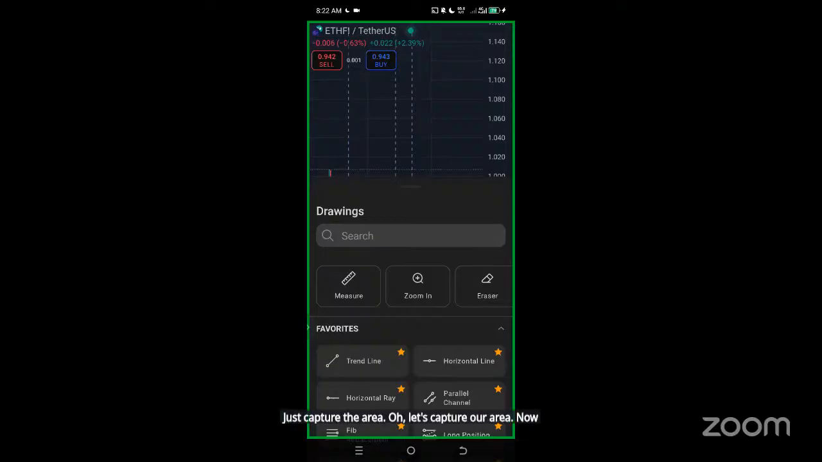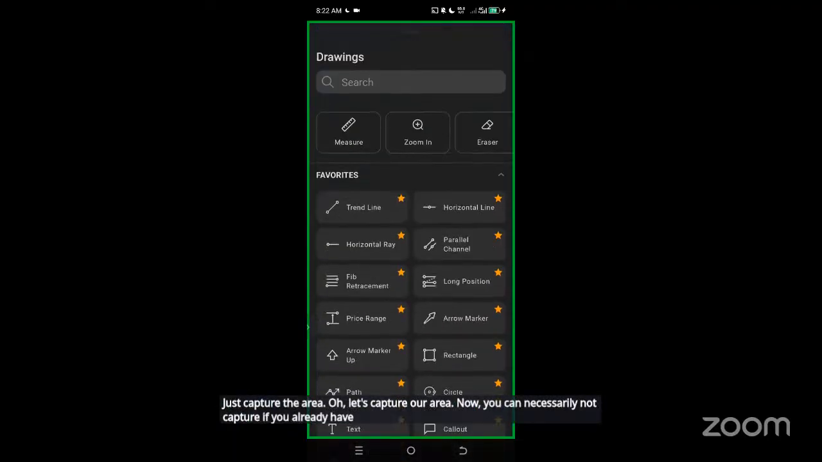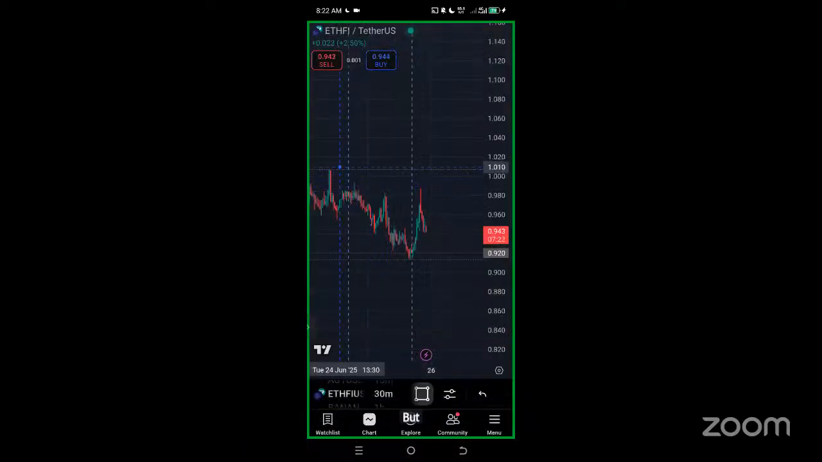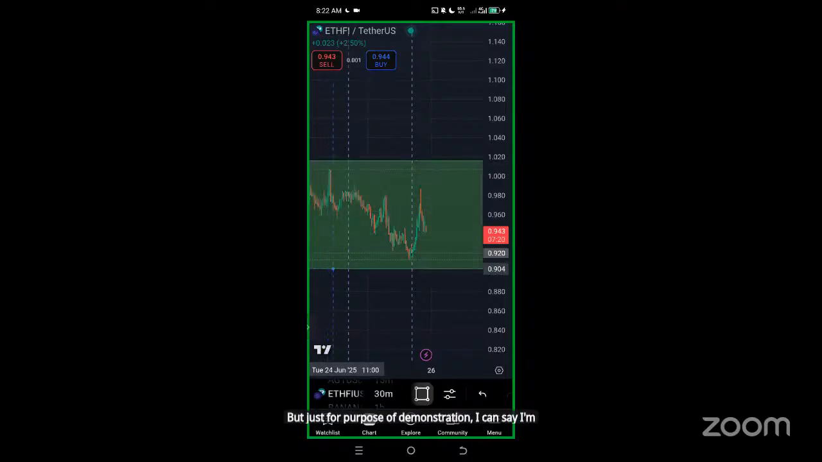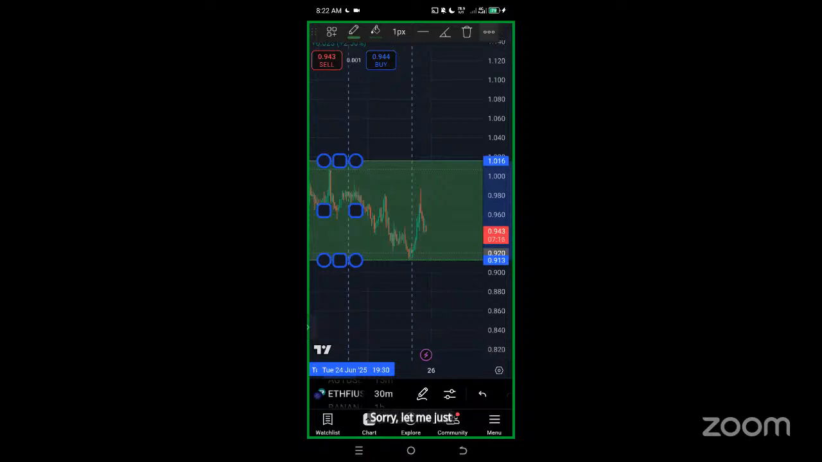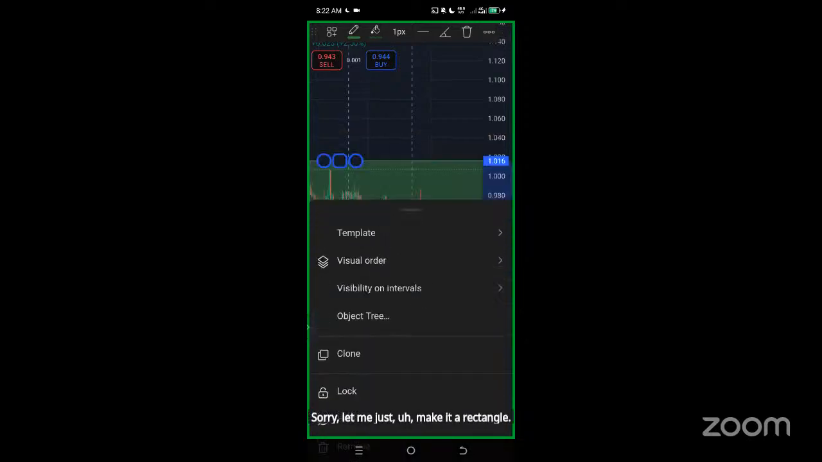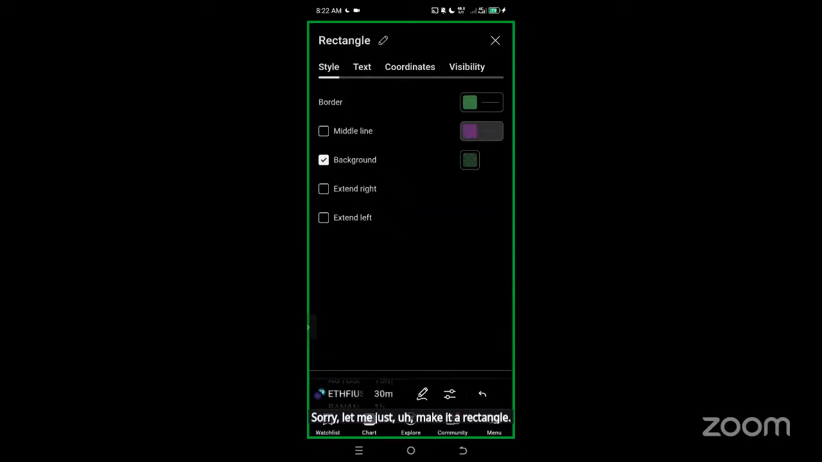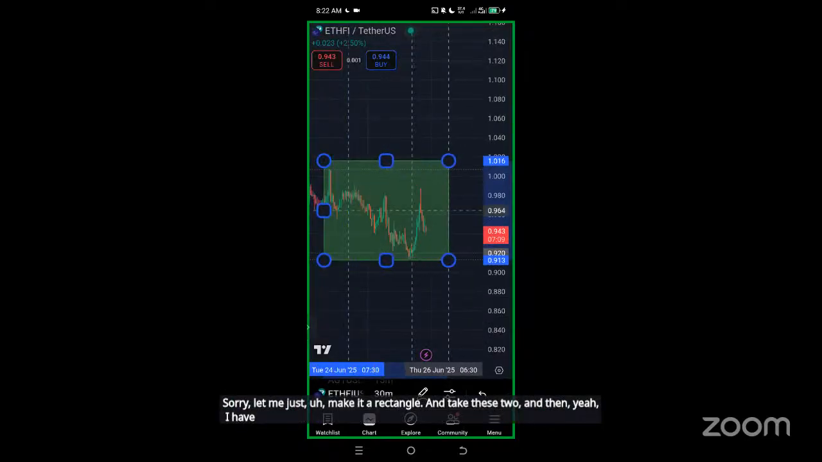Now you don't necessarily have to capture if you already have, you just focus. But just for the purpose of demonstration, I'm going to concentrate on this area. Sorry, let me just make it a rectangle. And take these two, and then yeah, I have that. So I'm going to extend this to this point.